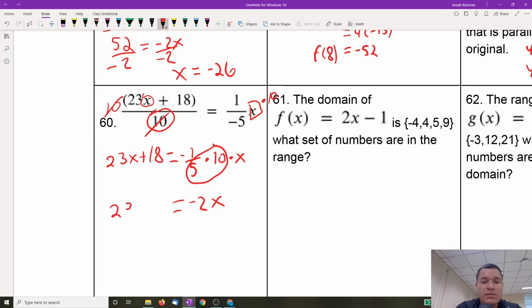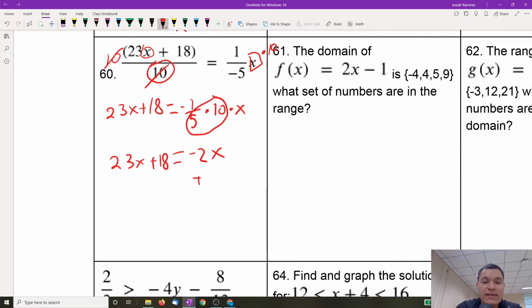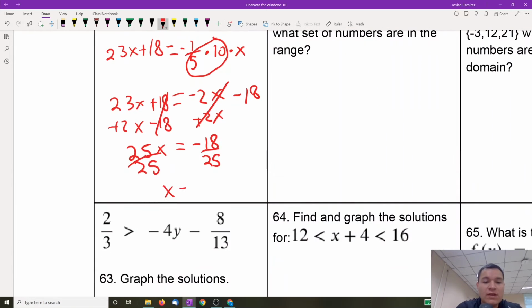And then we have the 23x plus 18 on the left. Let's add this x to the right, or sorry, to the left. And let's subtract the 18. That's 25x equals negative 18. When we divide by 25, we'll get that x is equal to negative 18 over 25. This doesn't reduce to anything nice, but you could turn it into a decimal if you wanted to.